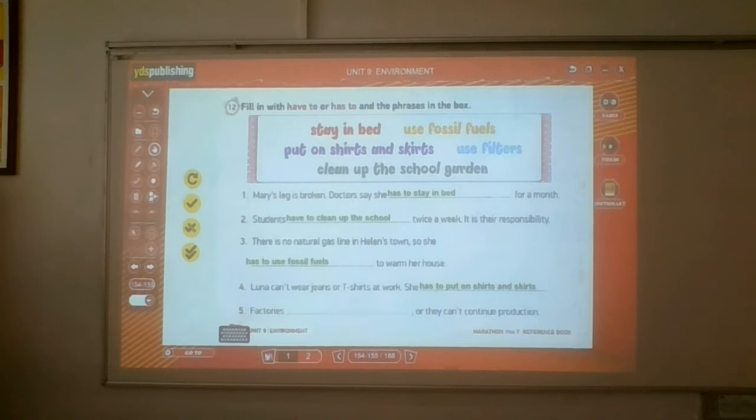Luna can't wear jeans or a t-shirt at work. She has to put on shirts and skirts. And the last one, factories have to use filters or they can't continue production.